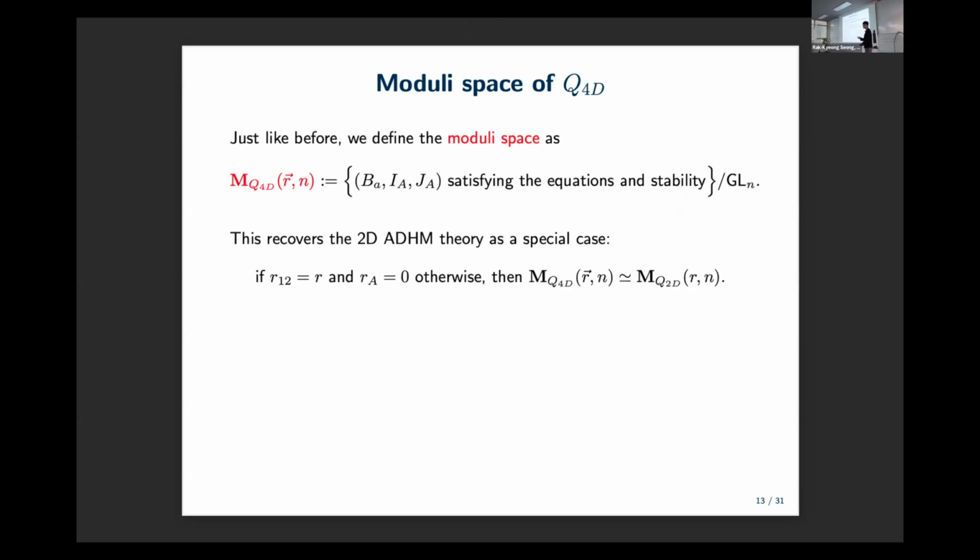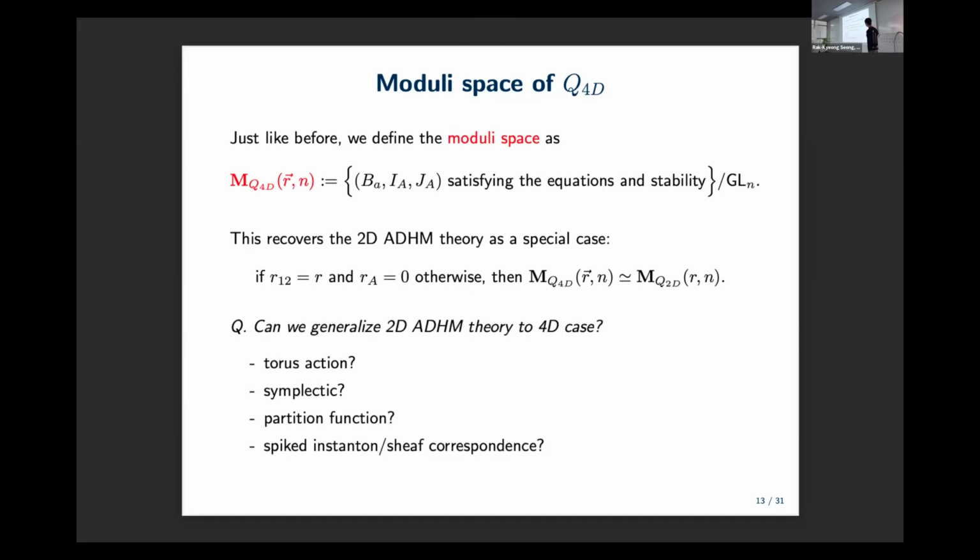And this is really a generalization of the 2D ADHM theory, because if you consider the rank vector in this way, meaning that you consider rank 1, 2 equal to R and everything else 0, then this is nothing more than the classical ADHM moduli space. So it's natural to ask, can we generalize much of the story developed for Q of 2D in the 4D setting? For example, tangent space and symplectic structure, partition function, and what about the correspondence between geometric objects?